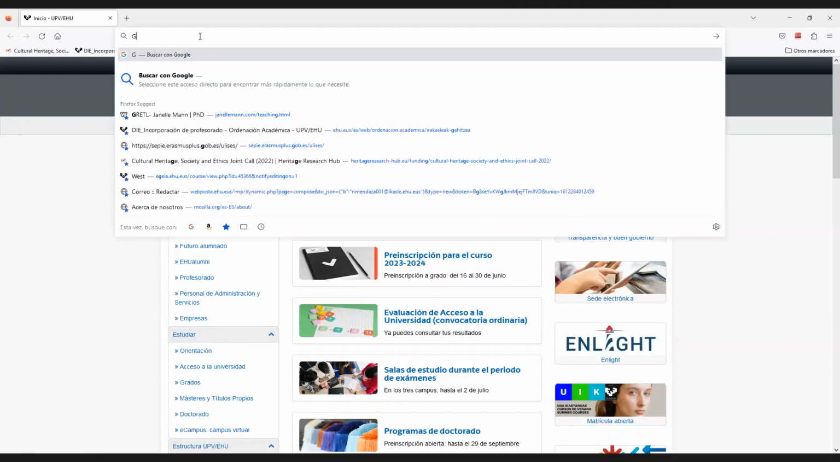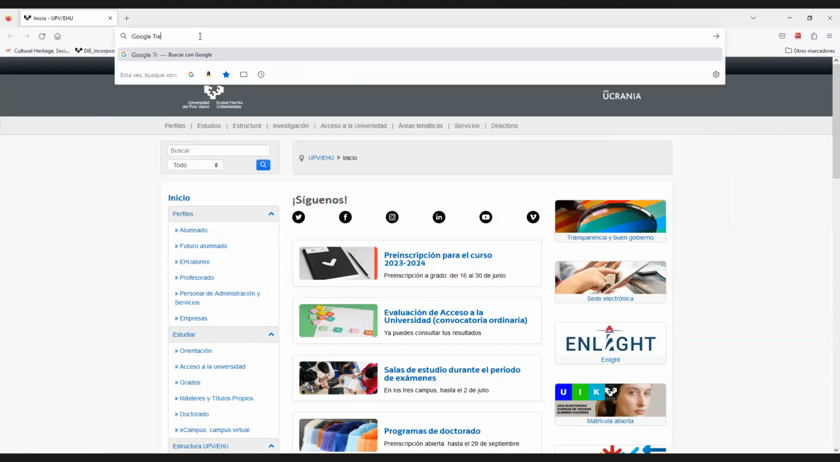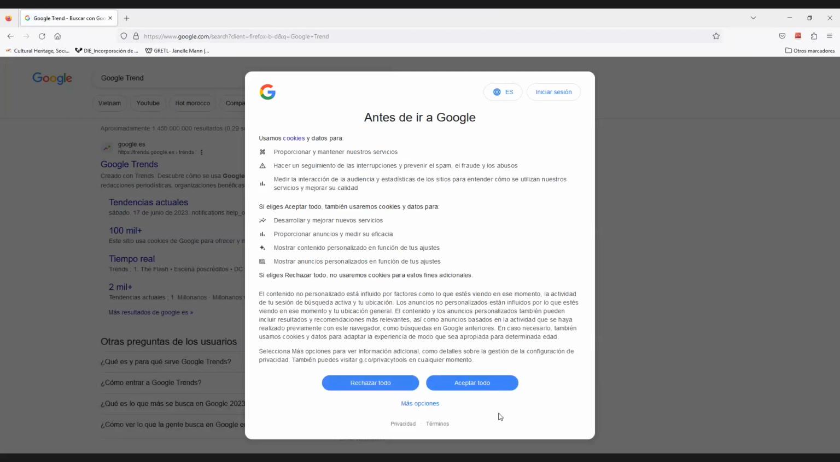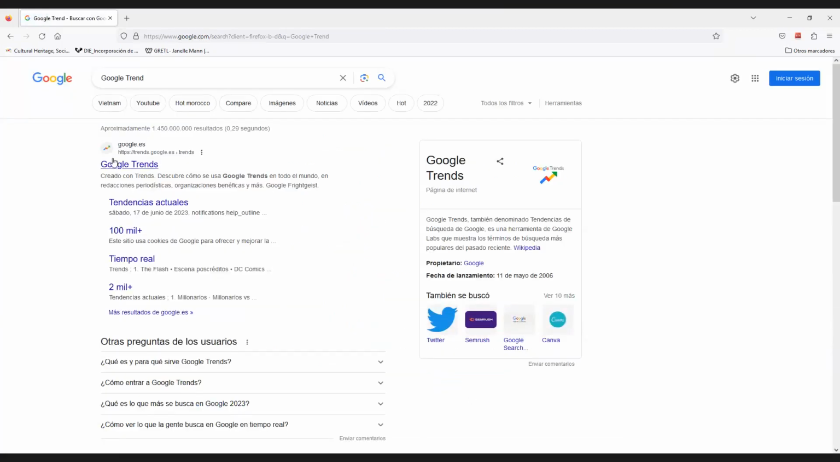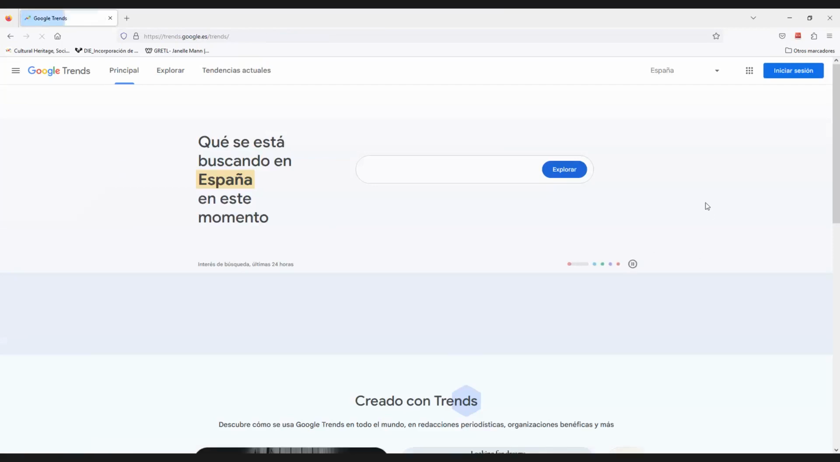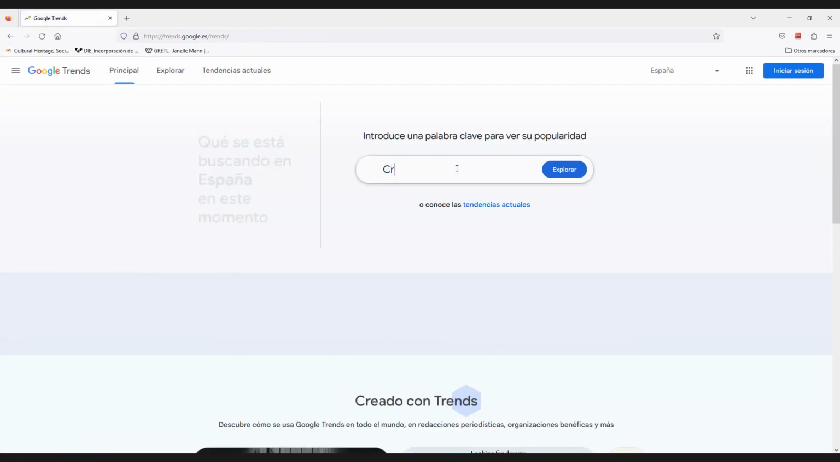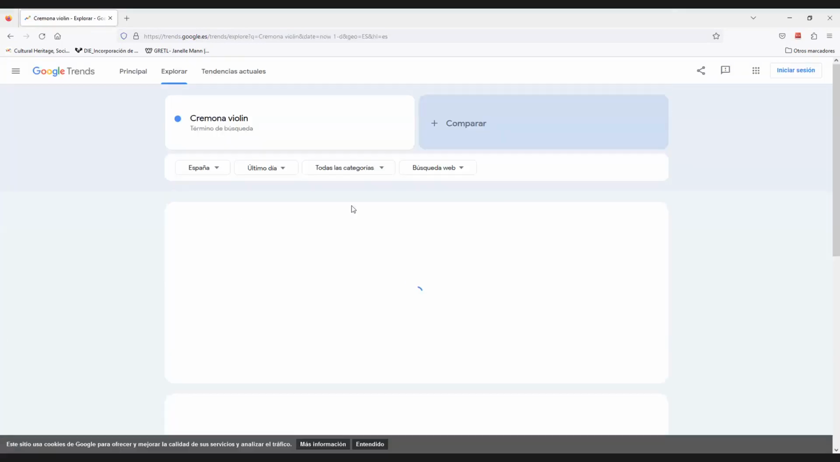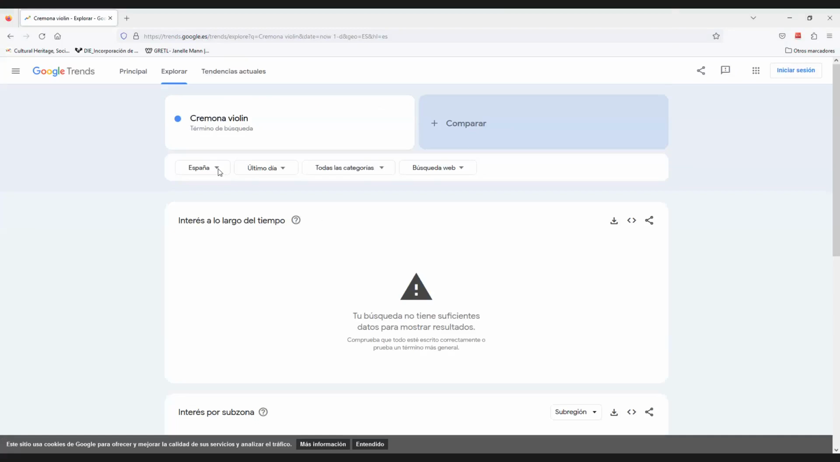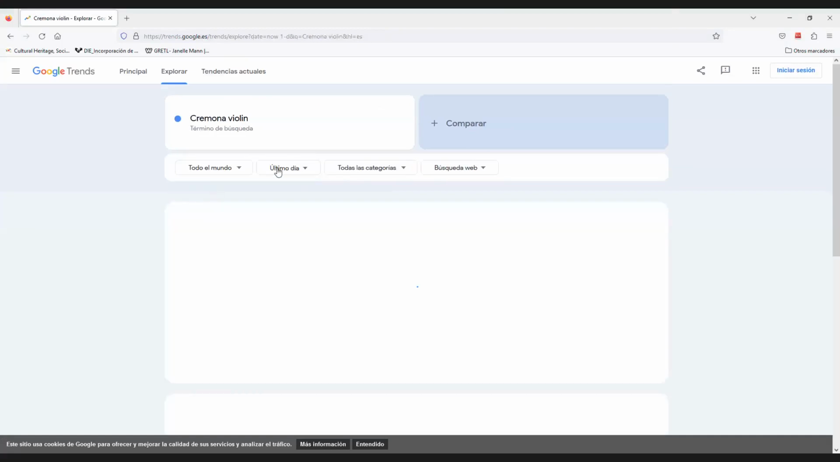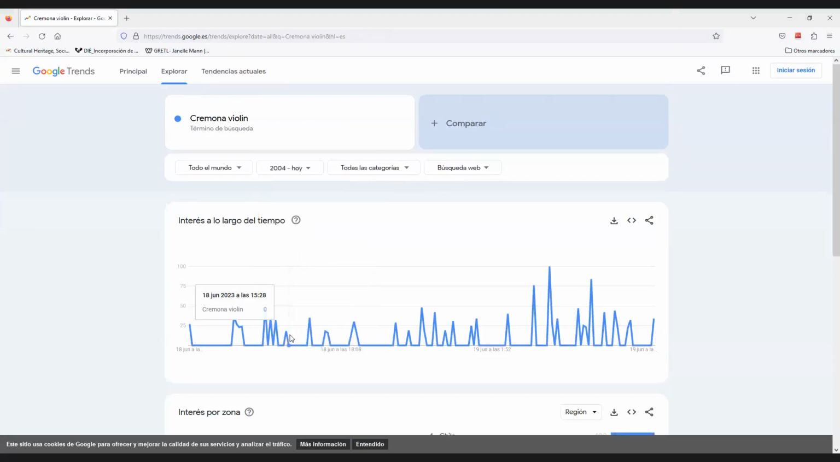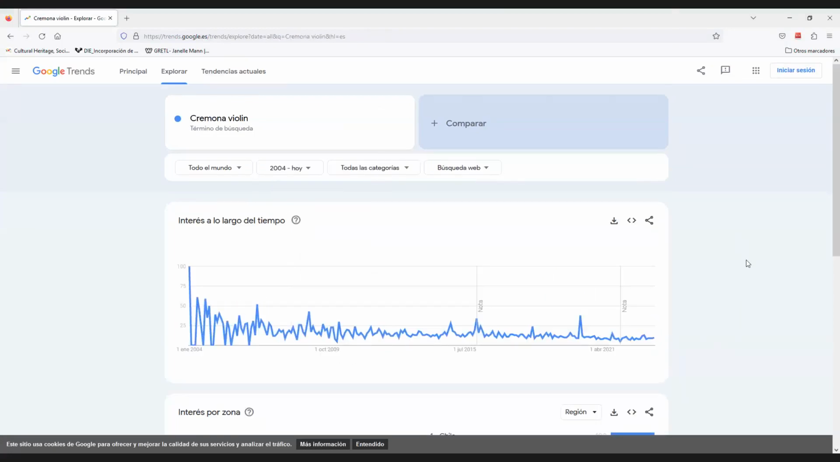Can you see my browser? And I am going to look for Google Trends. Can you see my browser? Yes. So I'm in Google Trends now, and I'm going to look for Cremona violin. So here's my Cremona violin. Here it is in Spanish because my Gmail is in Spanish, so it is performing in Spanish.